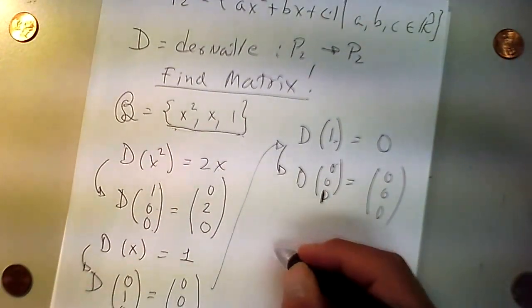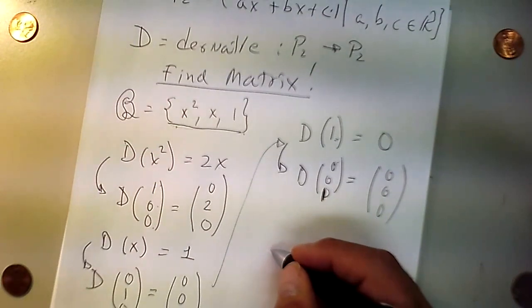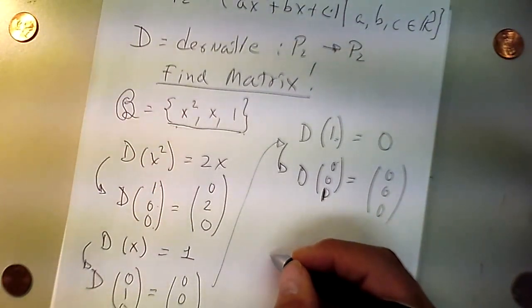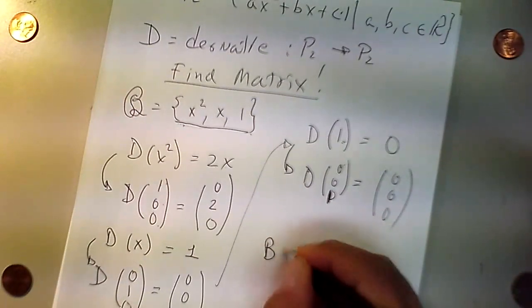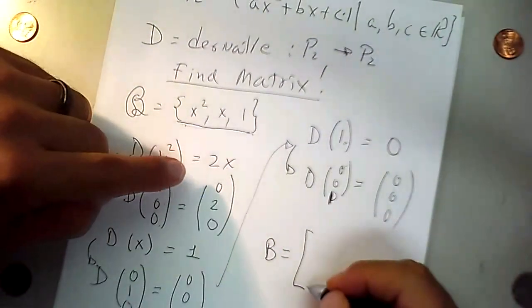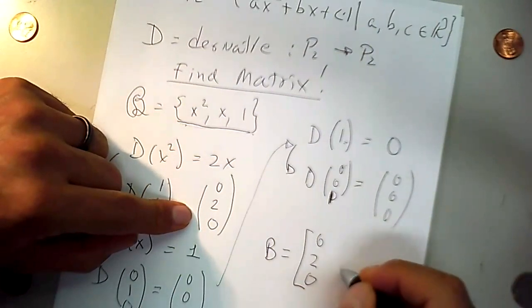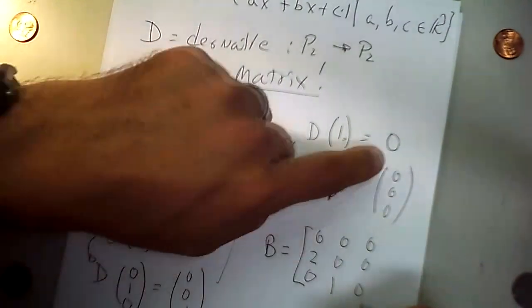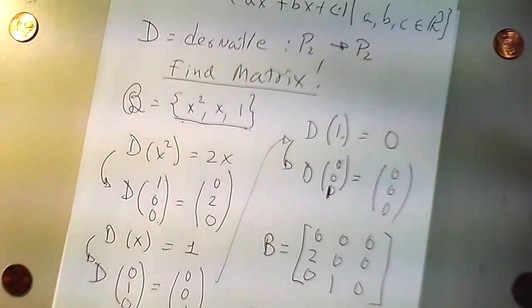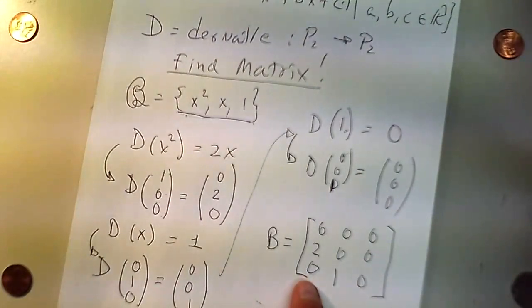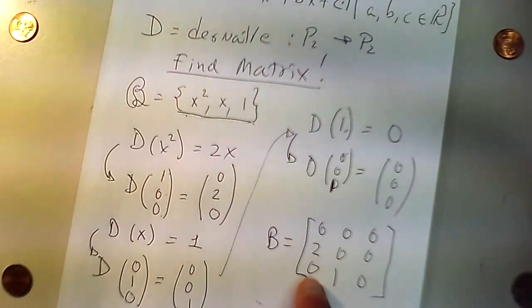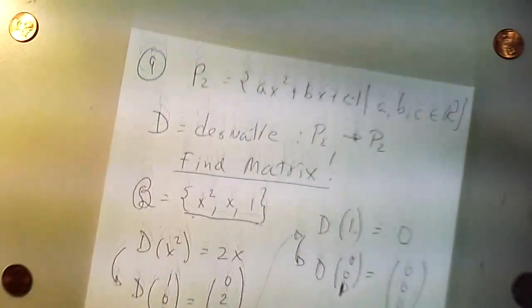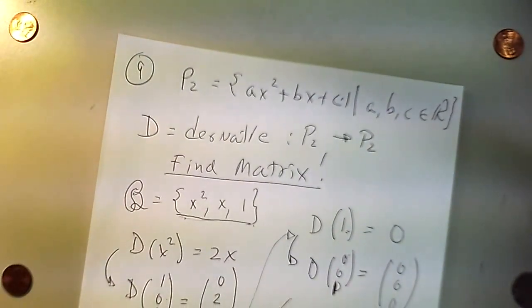So the matrix, I'm going to call it B. The matrix B will be rows (0, 2, 0), (0, 0, 1), (0, 0, 0). So the derivative of any quadratic polynomial can be performed by simply multiplying this matrix with the corresponding coefficients of the polynomial. So this is the answer, but let's see what that means.